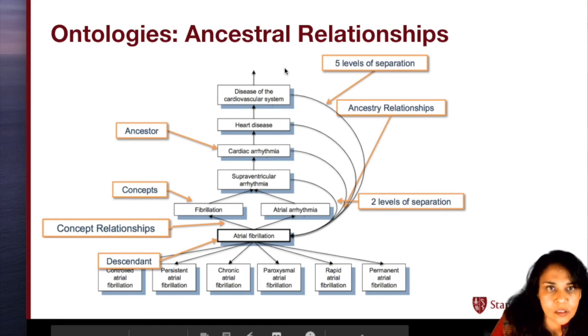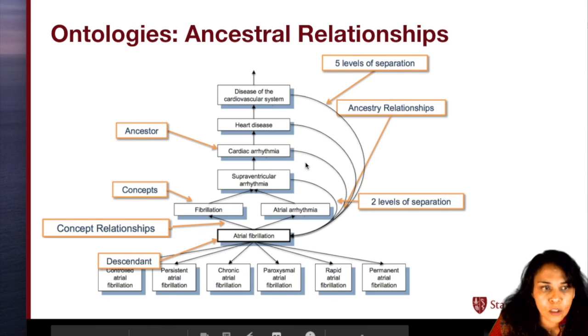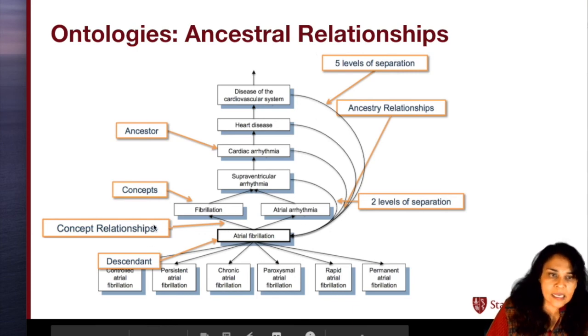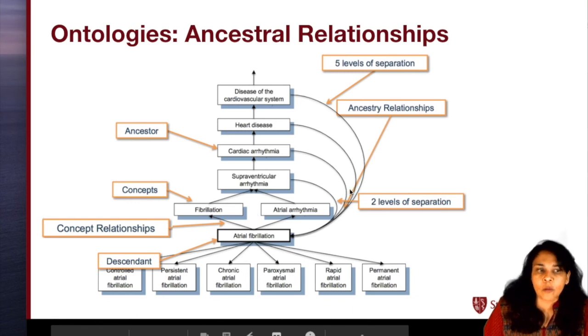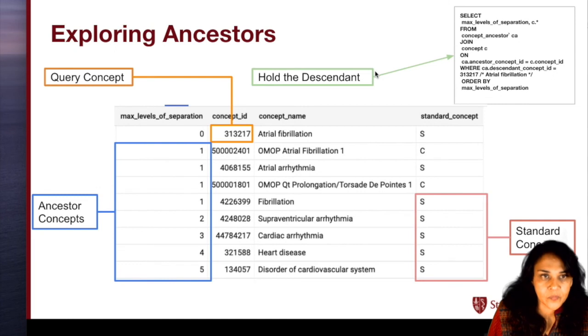Okay, and this is basically a visual representation of everything we've talked about, right? This is a descendant of this, which is the ancestor. These are the different kinds of relationships. This and this are separated by 2 levels of separation. All of these here are concepts. Subsumes, is a, mapped to, mapped from, these are all concept relationships. Diseases of the cardiovascular system and atrial fibrillation are separated by 5 levels of separation.